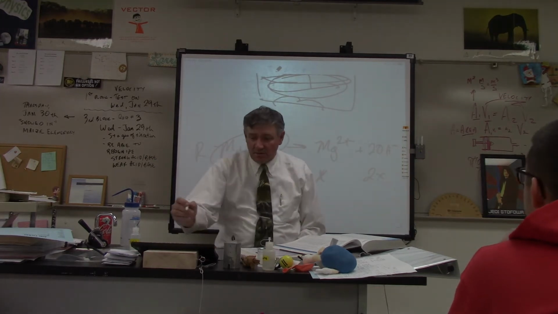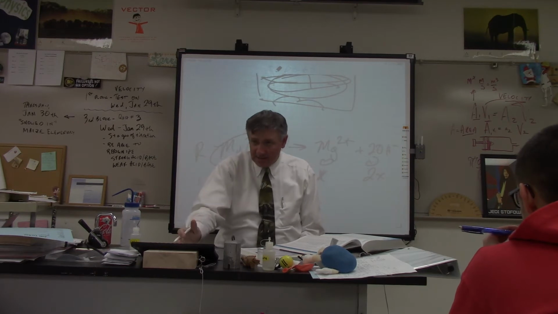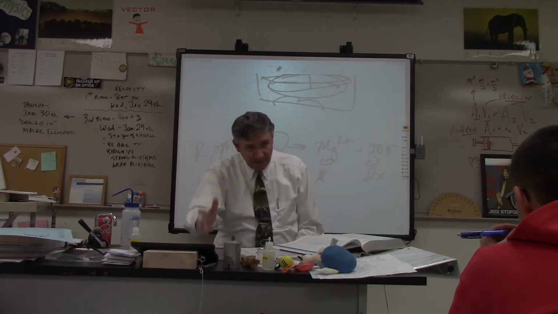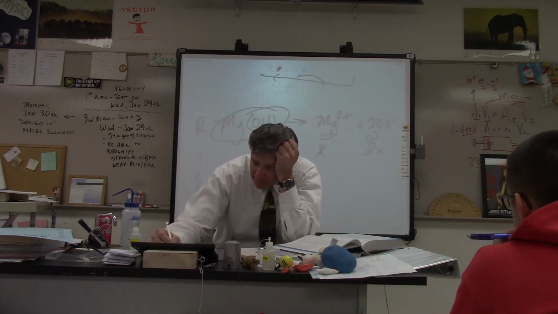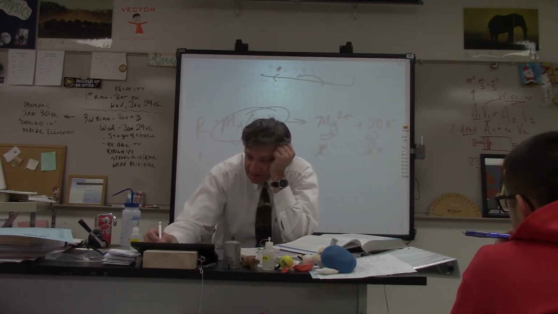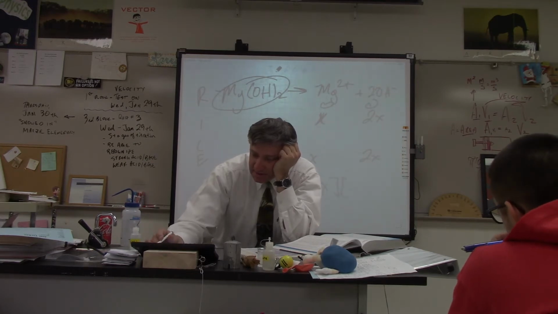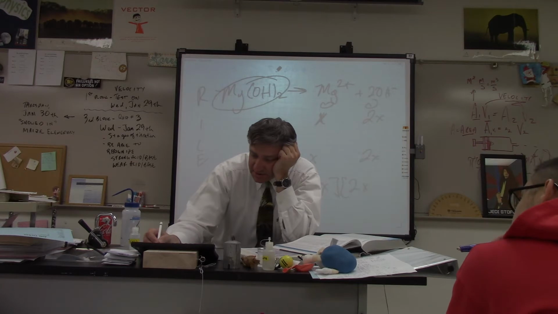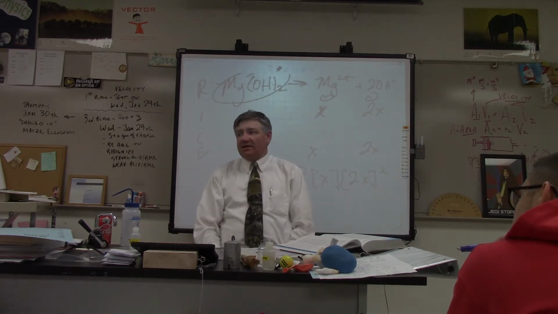So this is going to start at 0, and then some of this is going to ionize. I don't know what it is, but it's going to become X and it's going to become 2X, right? So at equilibrium, my magnesium ion concentration is X, my hydroxide ion concentration is 2X. So now I can say, okay, I know my magnesium ion concentration times my hydroxide ion concentration squared has to equal 1.8 times 10 to the negative 11.